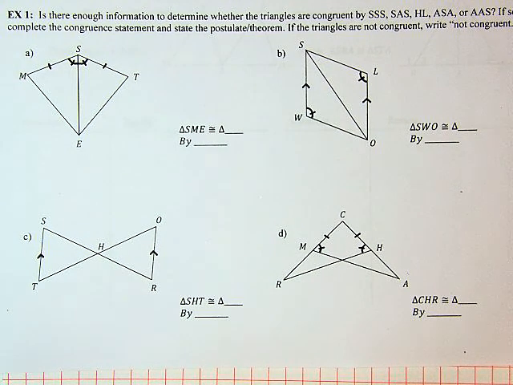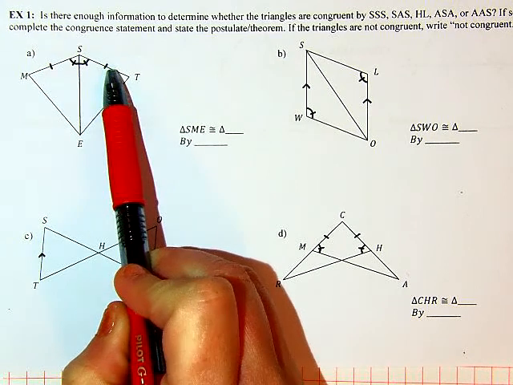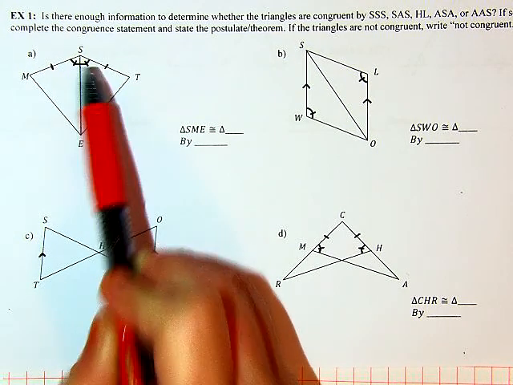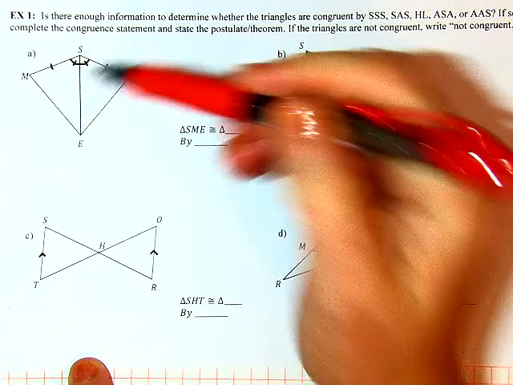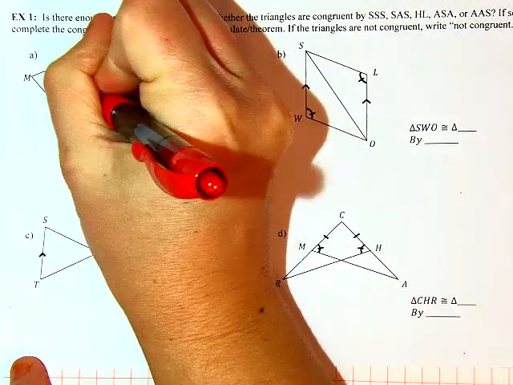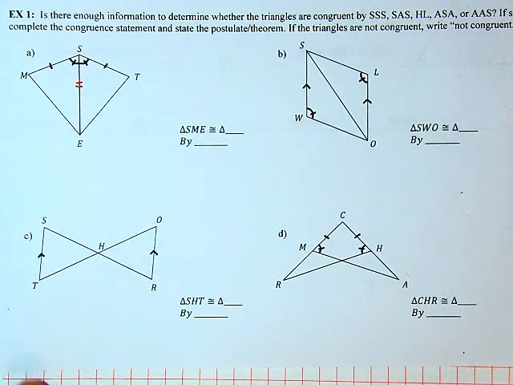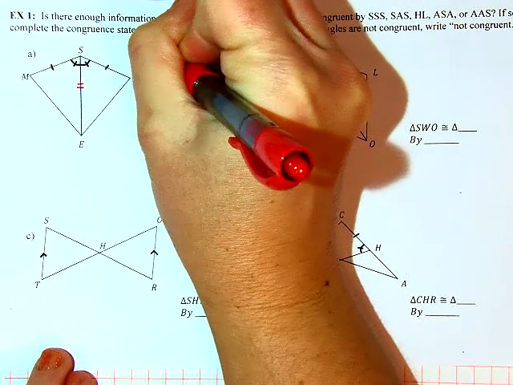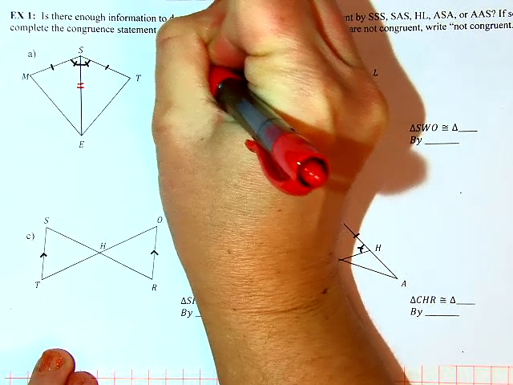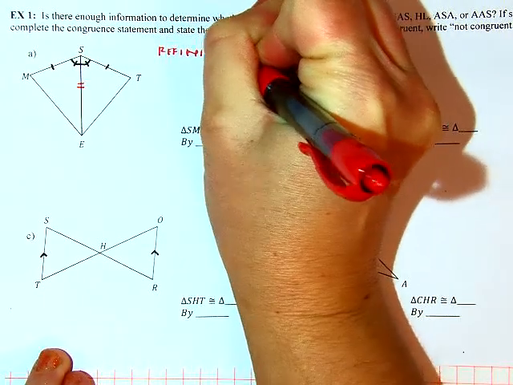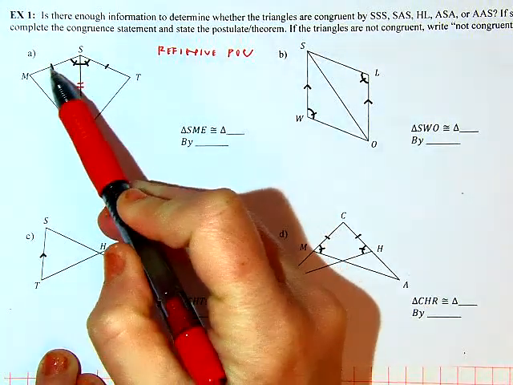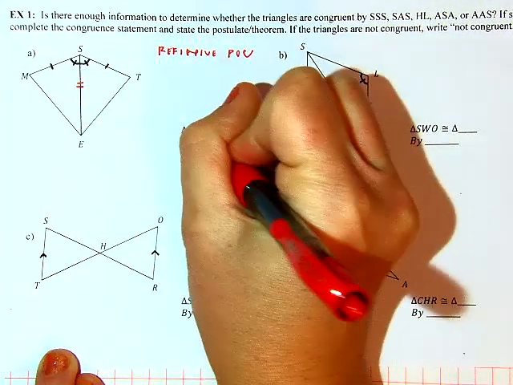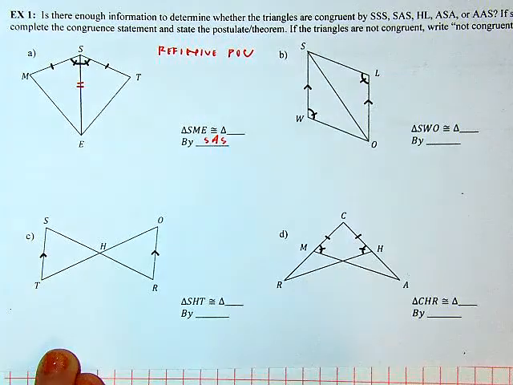Okay, so let's look at the first one. So in the first one, we have 1 pair of sides and 1 pair of angles. And is there anything else that we can link up? We should see right here that we have that shared side. So my reason for being able to mark that would be the reflexive property of congruence. And in doing so, I now have side, angle, side. So yes, they will be congruent, side, angle, side.